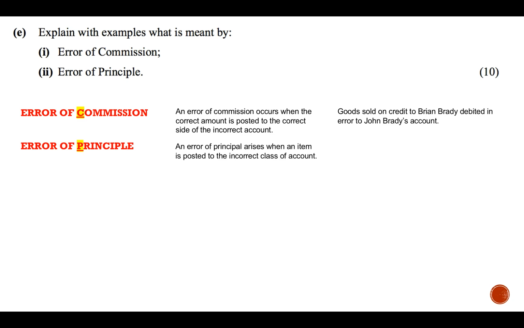Error of principal, what does that mean? Well, an error of principal arises when an item is posted to the incorrect class of account. And an example of this is when a boutique owner purchased a vehicle and that was treated as purchase of trading stock instead of being treated as a vehicle.